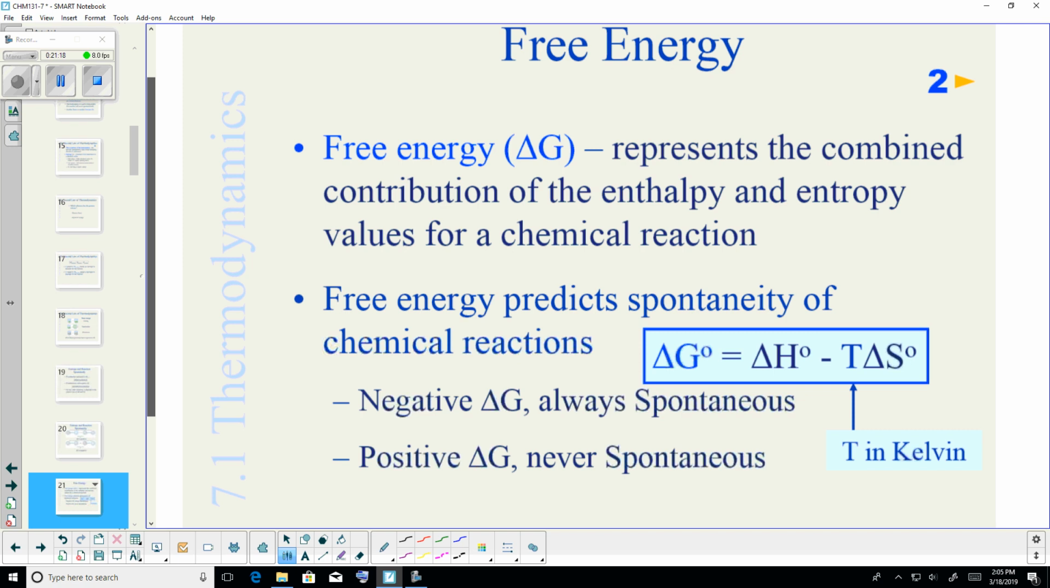But if I lower the temperature, if I take the ice cube and I'm in Antarctica, and I take it outside, is that going to be spontaneous or non-spontaneous? Non-spontaneous. Because the temperature is too low. So depending on the temperature, you can either have a spontaneous or non-spontaneous reaction.